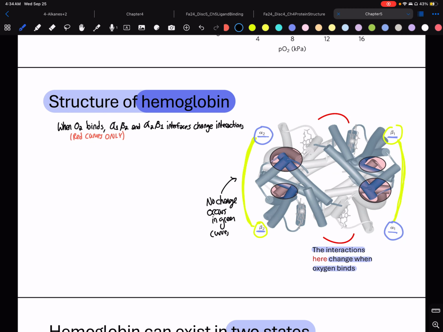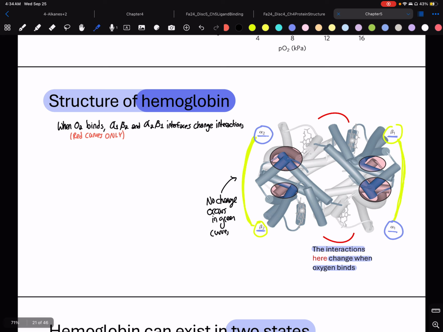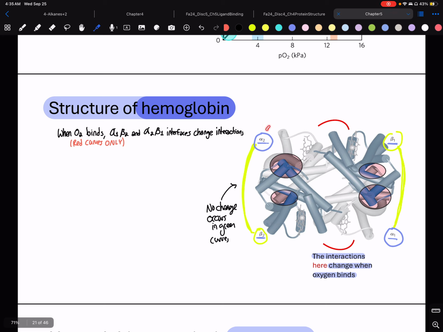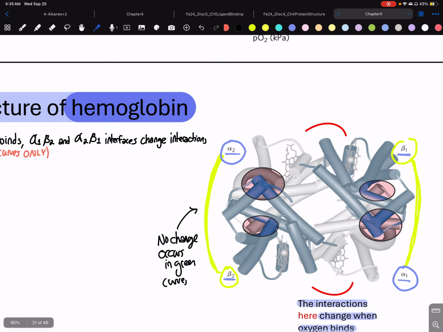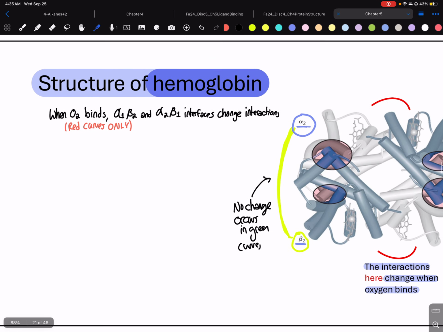Okay, so talking about the structure of hemoglobin, which is one of our globins used to bind oxygen, it does change its conformation when bound to oxygen. And when it is bound, we have a change in the interactions between alpha 2 and beta 1, and then alpha 1 and beta 2. So these red curves only. The interactions between alpha 1 and alpha 2, and beta 1 and beta 2, remain the same between states. So it's just the alpha 2 to beta 1 and then alpha 1 to beta 2, as stated here.